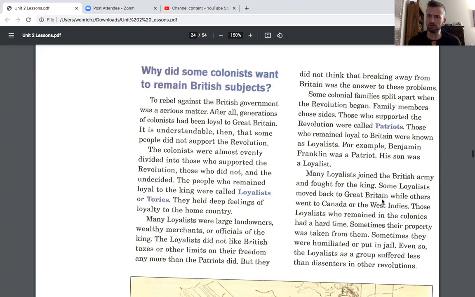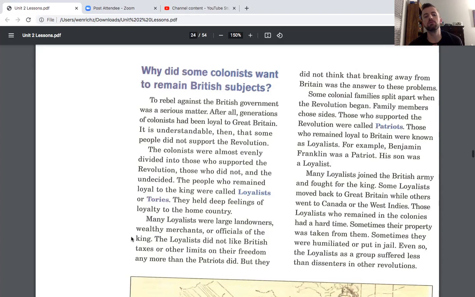What are you doing? Yeah, I get it. When people don't want things to change, it's happened before. It'll happen again. Now we just have a word for that. This time, loyalists. Many loyalists were large landowners, wealthy merchants, or officials of the king. They were benefiting, pretty much. They're loyal because they benefit. Why not? It makes sense. Good for them. Get your paper, boo-boo.